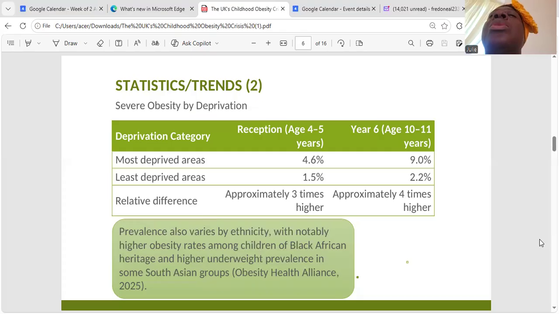The table also tells us that obesity rates can vary between different ethnic groups. For example, children of Black African heritage have higher obesity rates. Thank you.